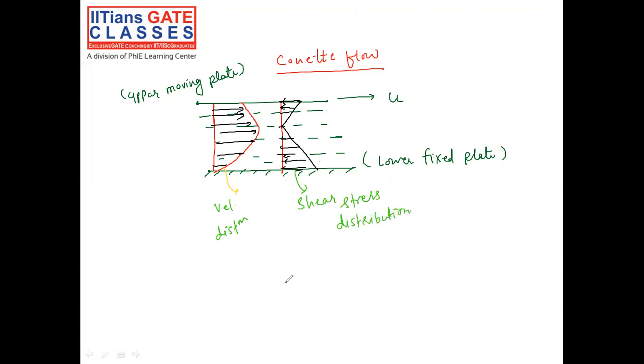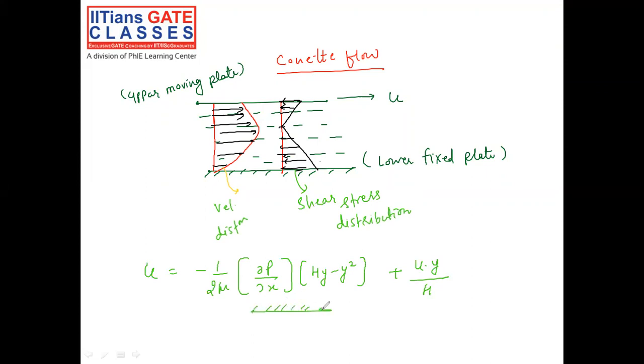Now, what is the governing equation for Couette flow? Just now I wrote -1/2 mu dou p by dou x into (hy minus y square) plus u into y upon h. That is, it is a combination of two: between two fixed plates the fluid is flowing, plus one plate is moving with some velocity u, and the other plate is at rest.